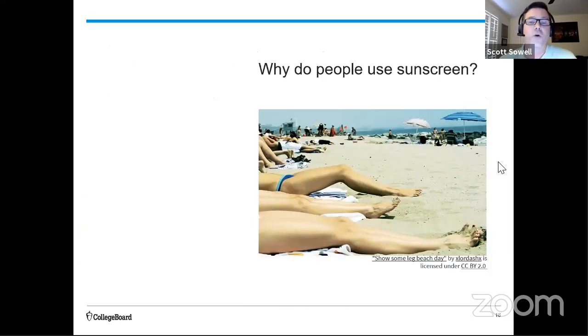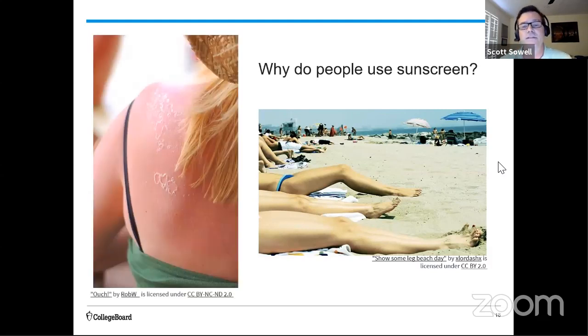So first of all, why do we use that sunscreen? We're trying to prevent sunburns. We have some clear skin damage that can result from getting a sunburn. And remember, a sunburn isn't a result of being hot. It's a result of being exposed to that UV radiation. So the UV radiation is coming down, interacting with our skin and causing some damage.